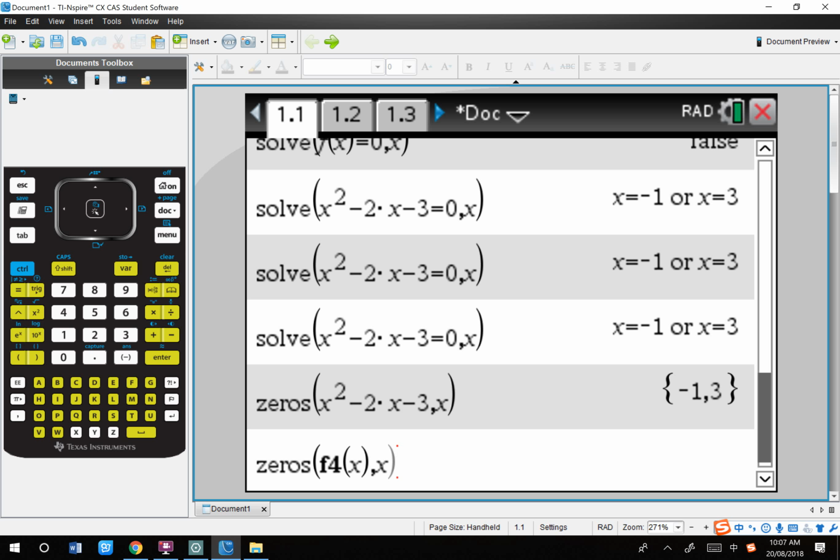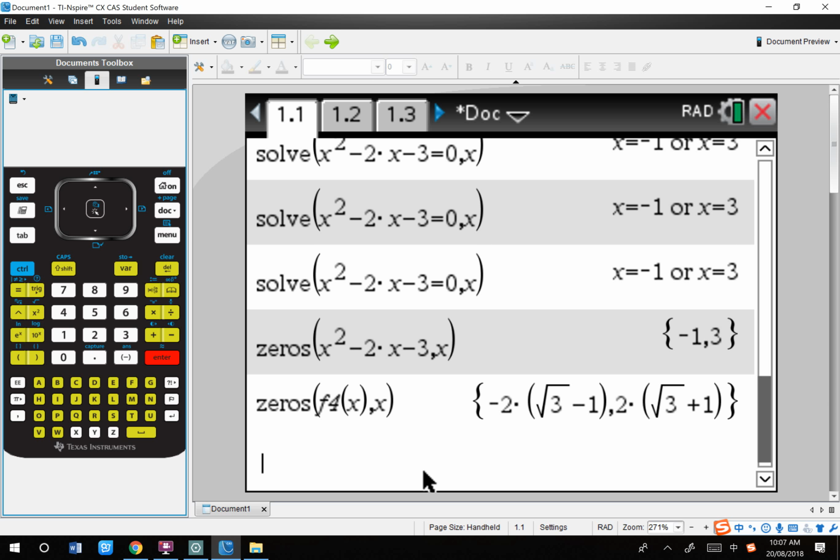Press enter. I have the exact values for x: negative 2 root 3 plus 2 and 2 root 3 plus 2. That's the x-intercept for f4. Can you see they are matching, like they are all called zeros in the calculator page and the graphing page? So completing the square and then finding the turning point is kind of the same thing on both pages.